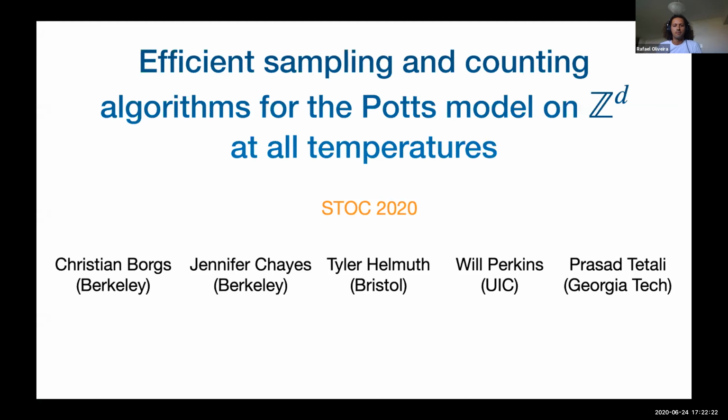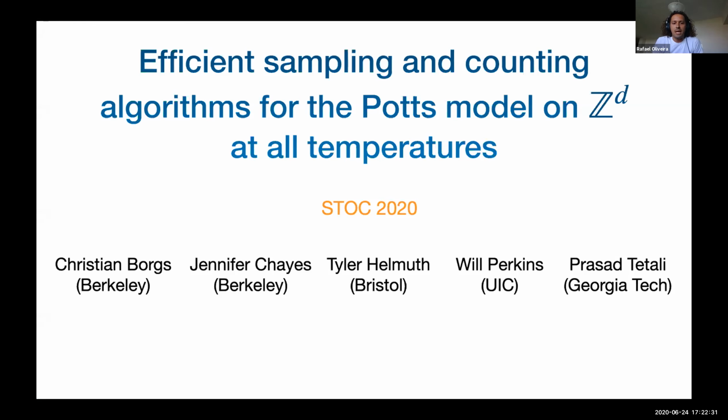So now we have Will Perkins presenting to us. This is the third talk of our session, presenting about efficient sampling and counting algorithms for the Potts model on the integer lattice at all temperatures. Okay, thank you, and thank you all for attending this session. This is joint work with Christian Borgs and Jennifer Chayes from Berkeley, Tyler Helmuth from Bristol, and Prasad Tetali from Georgia Tech. Okay, so the topic of our paper is about statistical physics and algorithms and their interplay.